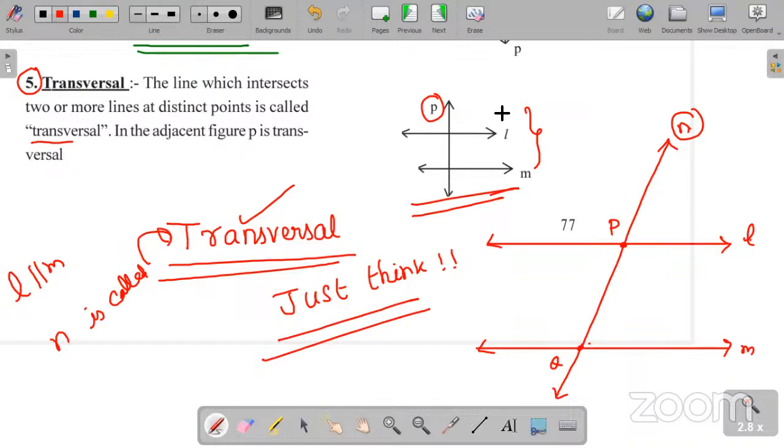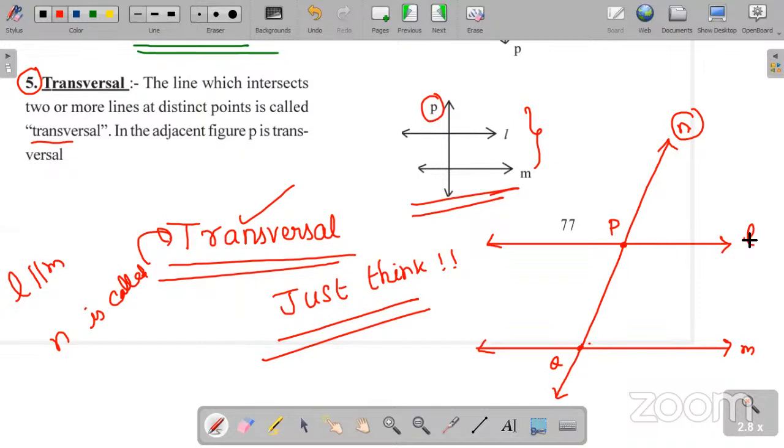Stephen, change your name, change your name to your school name. Very good, very good.